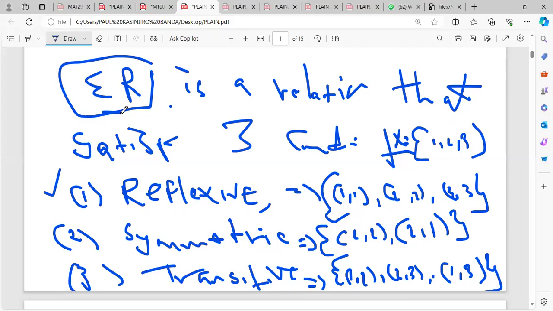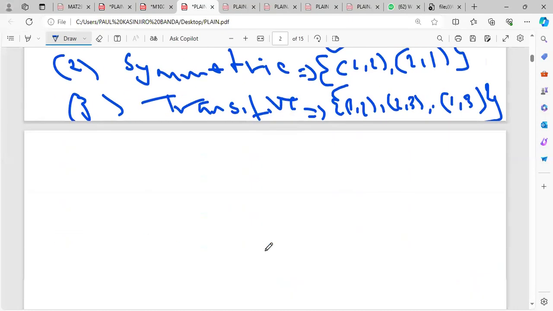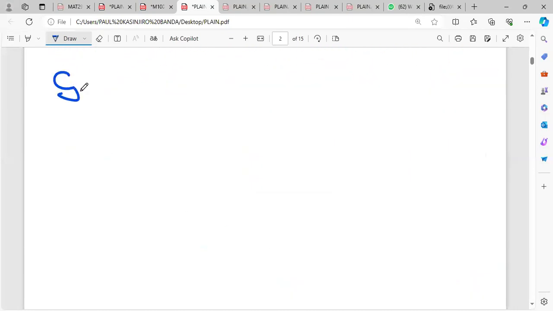But in your test, no need to show what I was showing here, I was just trying to make you understand. Just say that an equivalence relation is a relation that satisfies three conditions, which are reflexive, symmetric, and transitive. Then you'll be home and dry, right? But let's go back to the surjective one.